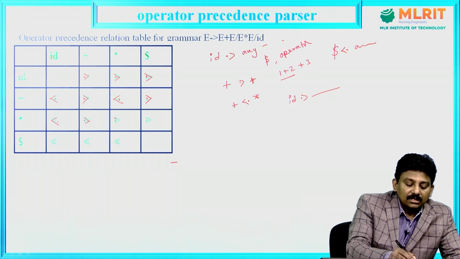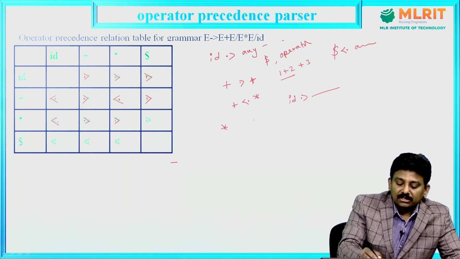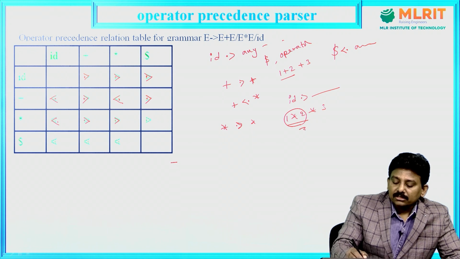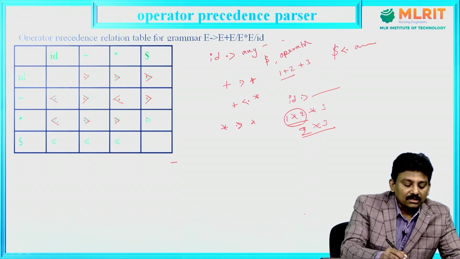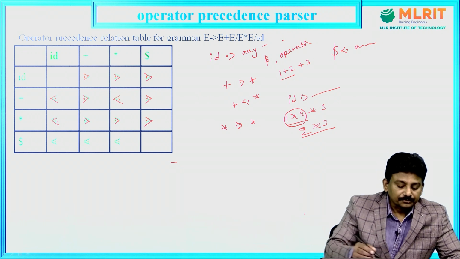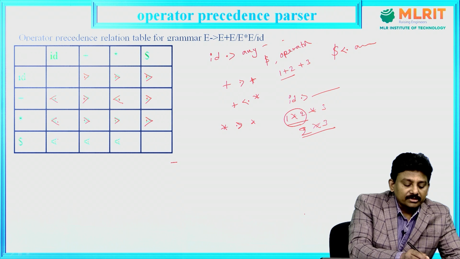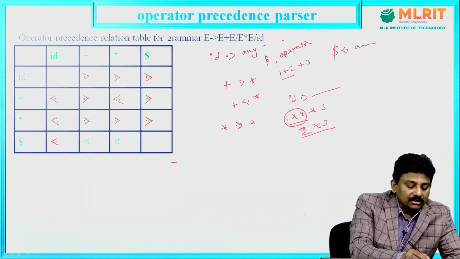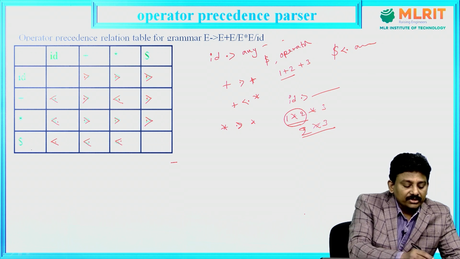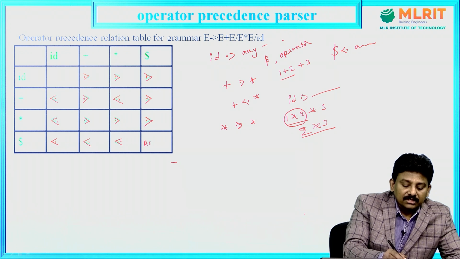Star has higher precedence than star, because for 1 star 2 star 3, since star is left associative, 1 into 2 will be evaluated first, and that result will be evaluated with 3. So star has more precedence than star, and star has more precedence than dollar, because dollar always has less precedence. Coming to dollar: dollar has less precedence than any operator and identifier. Dollar has less precedence than identifier, plus, and star. Between dollar and dollar, the operation is accept.